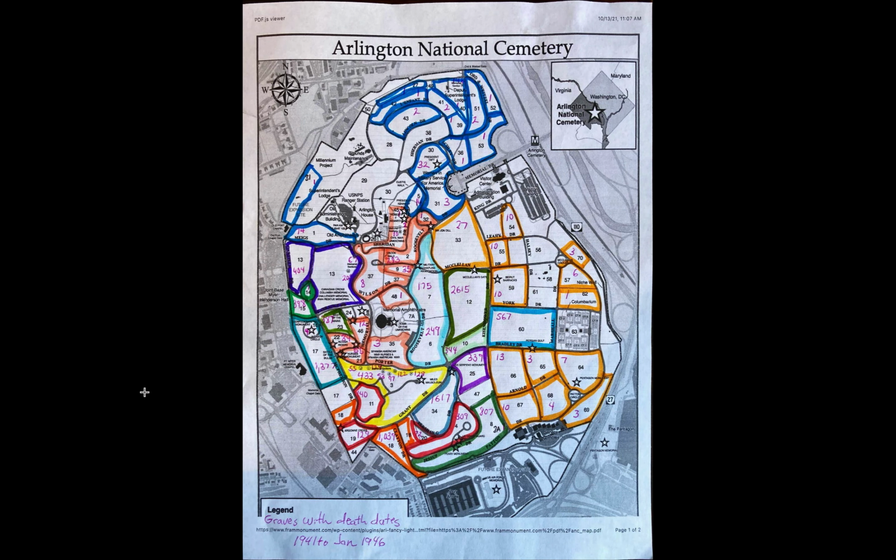This is a map of Arlington, and the numbers you're seeing listed here come from the database they gave us, which is like 13,000 names, and I divided them by the sections that they are in. And these are not going to be all World War II fallen. I have another source that tells me that there should be 7,700.